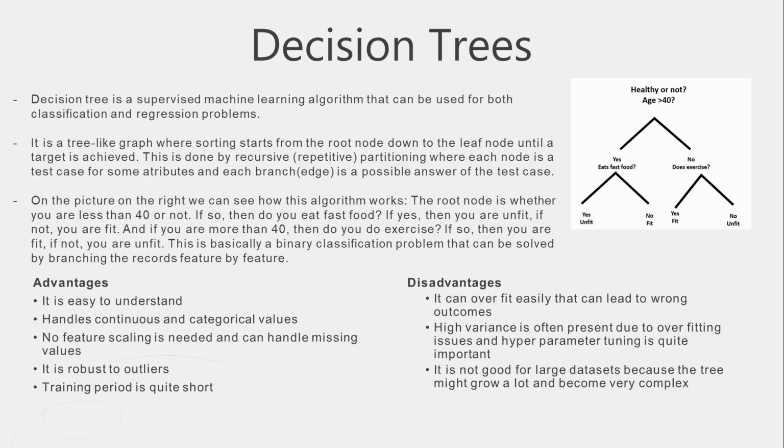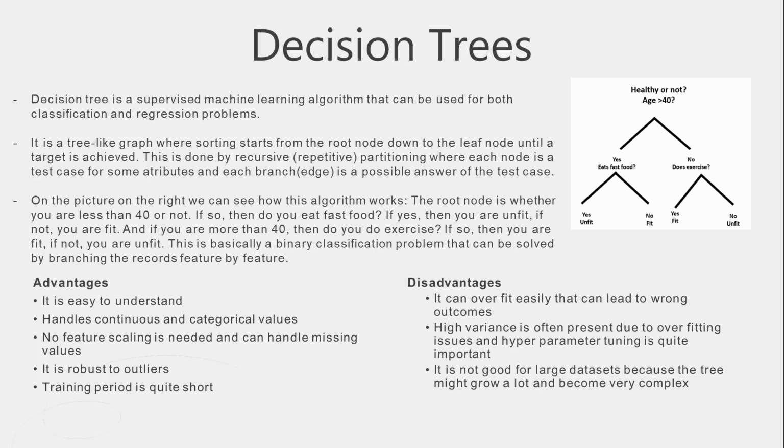In the picture on the right, we can see how this algorithm works. The root node is whether you are at least 40 or not. If not, then do you eat fast food? If yes, then you are unfit. If not, you are fit. And if you are more than 40 years old, then do you exercise? If so, then you are fit. If not, then you are unfit. This is basically a binary classification problem that can be solved by branching the records feature by feature.